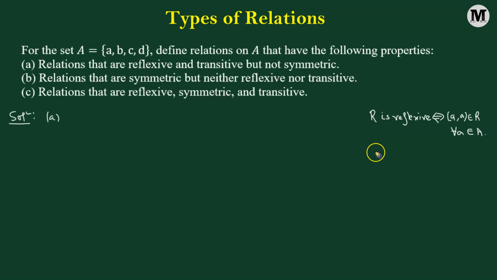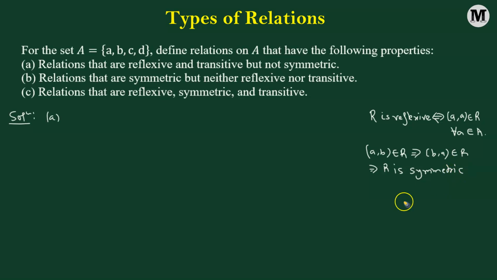Then we come to the definition for symmetry. Let's say we have an ordered pair (a, b) belonging to some relation R, and this implies that (b, a) belongs to the relation R as well. In that case, we say R is symmetric. So it is going to be a symmetric relation defined on that set.